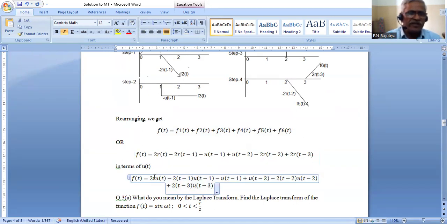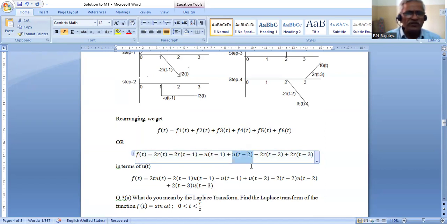So it is time varying. So r(t) is a time varying t times of u(t). So this will become 2 times of t u(t). So this will become 2 times of shifted (t minus 1) u(t minus 1). This will become shifted by 2 units.